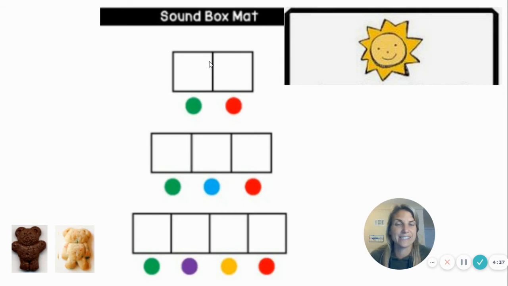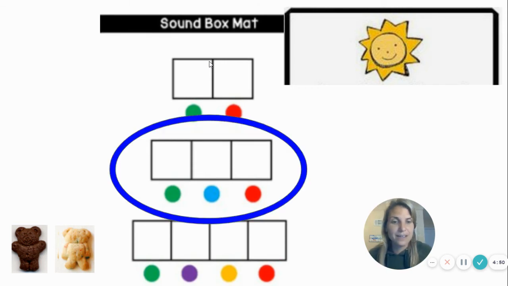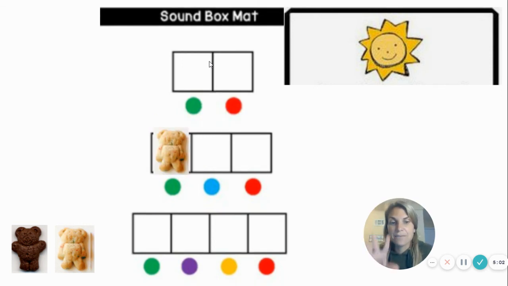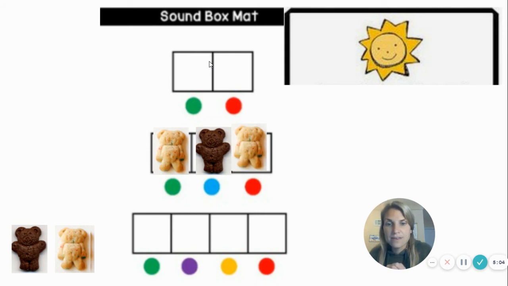Our word is sun. So I have a sound box mat. How many sounds are in sun? Stretch it for me. Did you say 3 sounds? There were 3 sounds in sun. So let's stretch it together. Let's check our touch and move it. Grab your counter. There were 3 sounds. Now we're going to write it.